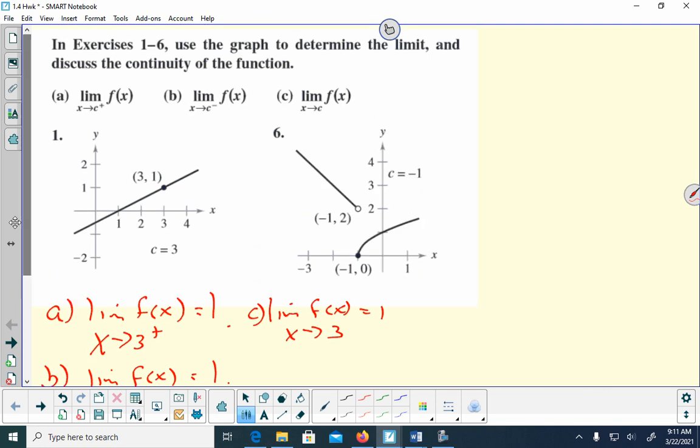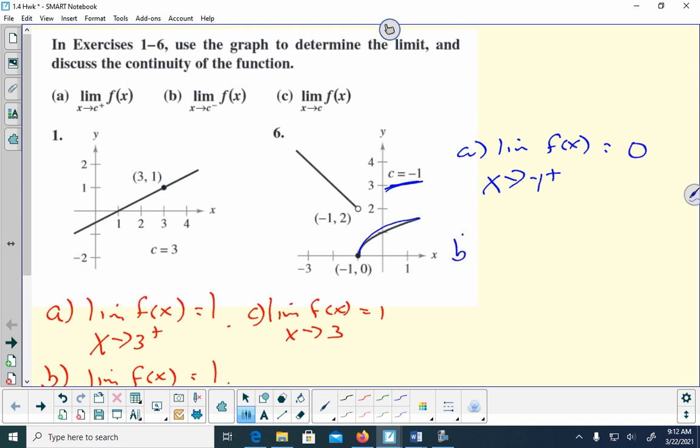Okay, number 6, part A, I'm going to find the limit of f of x. This time c is equal to -1 as x approaches -1 from the right. So coming from the right, that appears to be 0. Part B, find the limit of f of x as x approaches -1 from the left. Coming from the left, that appears to be 2.